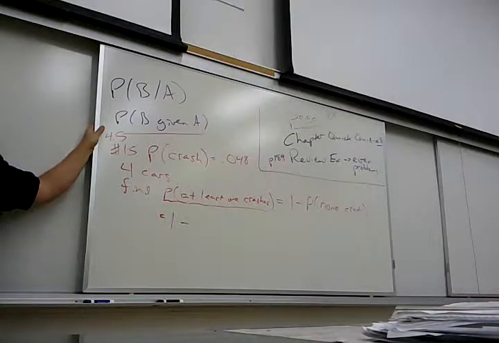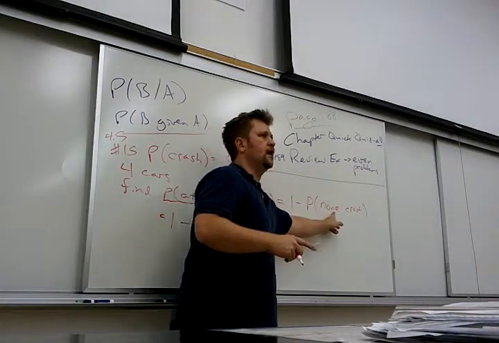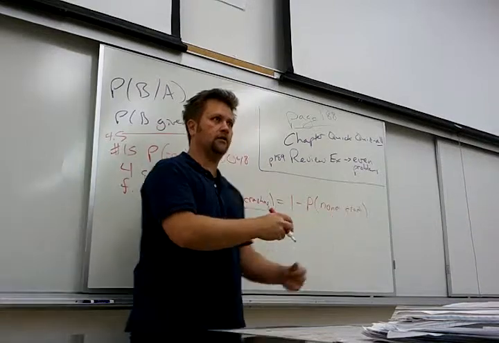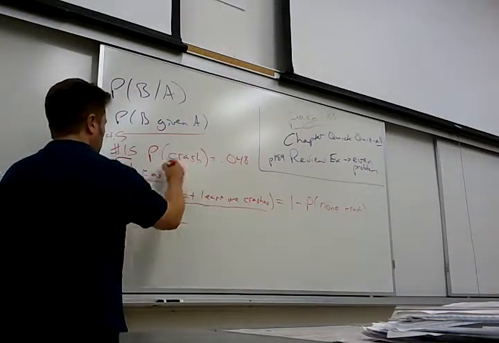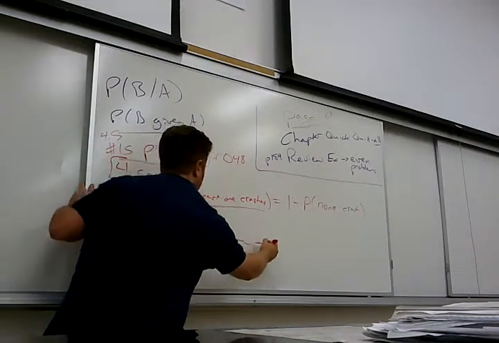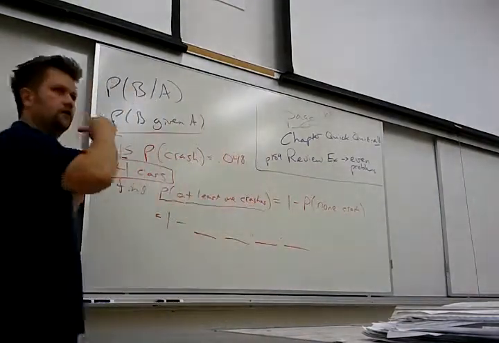So how many cars do I have? 4 of them. I want the first one to not crash, and the second one to not crash, and the third one to not crash. When you say you have 4 cars, you've got 4 spots to fill, right? 4 spots to fill.